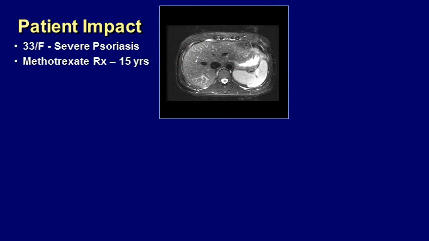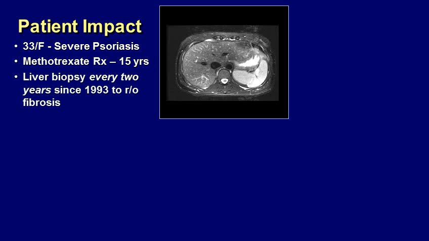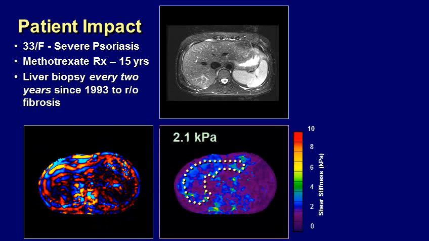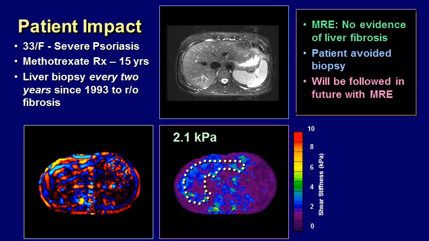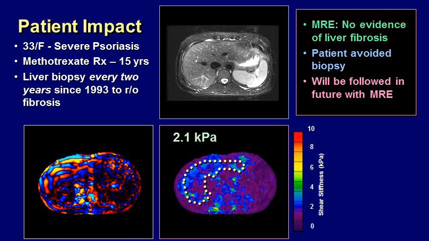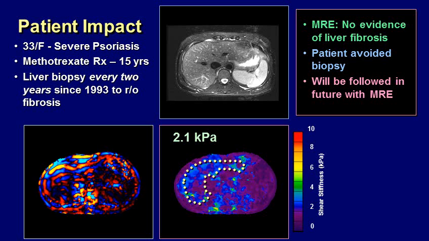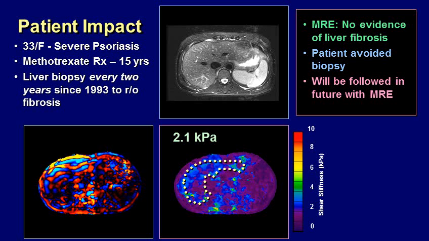So just before we wrap this up, here's an example of the patient impact. This is an example of a young woman who has severe psoriasis. It's controlled effectively with methotrexate therapy, but methotrexate is known to cause liver inflammation and fibrosis in some patients. So for the last 15 years, this patient has had to have a liver biopsy every 2 years just to confirm that she's not developing liver damage. We now have a non-invasive technique to offer her. Her MR elastography shows that her liver stiffness is normal at 2.1 kilopascals, so she has no evidence of liver fibrosis. She's avoided the discomfort and expense of a liver biopsy, and she'll be followed this way in the future.